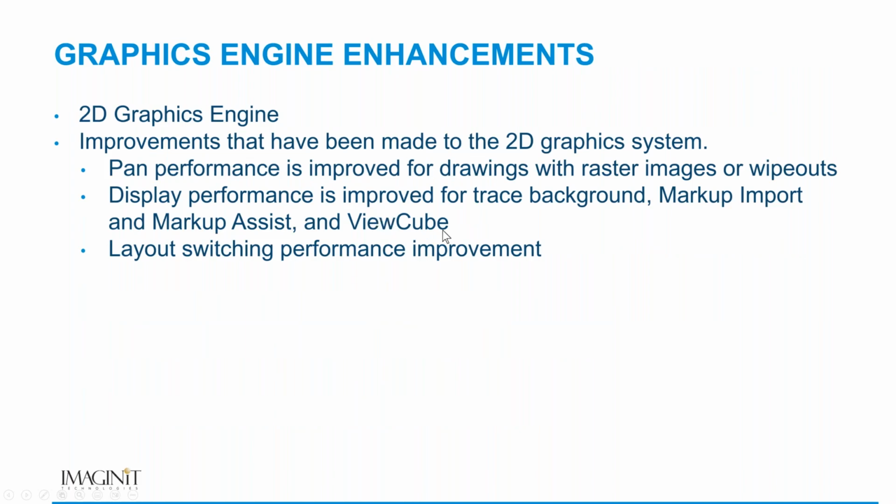And then last couple of things, and then I'll cut you guys loose, is that we do have a 2D graphics engine improvement. So pan performance improved for drawing with raster images or wipeouts. Display performance is improved for trace background, markup import, markup assist, and view cube, and layout switching performance has had improvement. Mike, for first time in a long time, no system variables have been eliminated. The new ones have been covered in the slides as far as block replace, block placement, block replace activity insights.